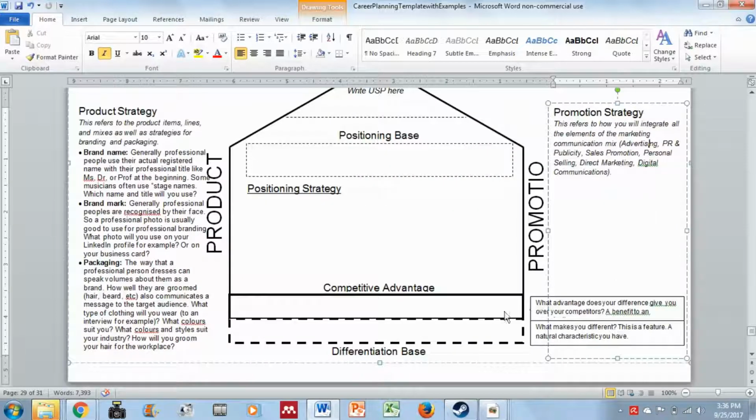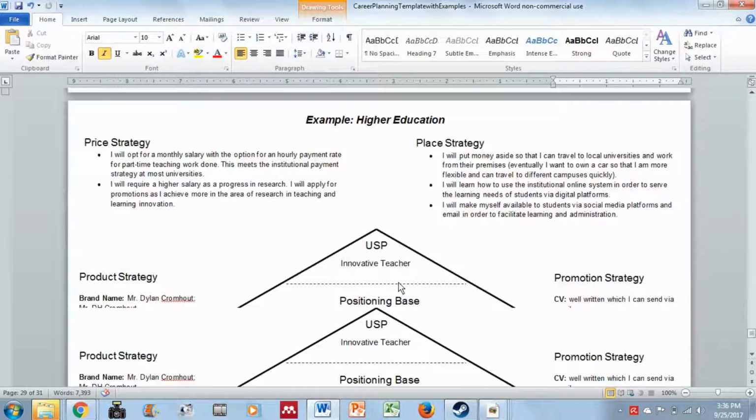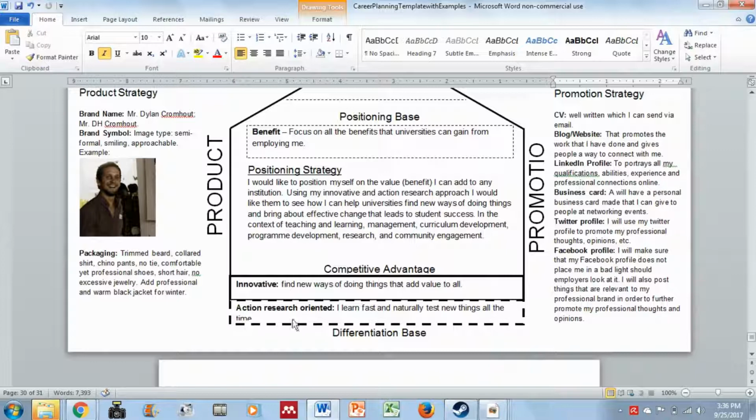And this explains what these two are. Okay, so let's have a look at an example. So remember, you start with your differentiation, which I explained about, and I said that my differentiation is I'm action research oriented. I learn fast and naturally test new things all the time. Why is that? What advantage does that give me? Well, it means over my competitors, it means that I'm innovative. I'm always finding new ways to do things and adding value all the time.